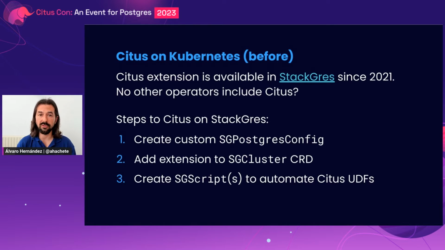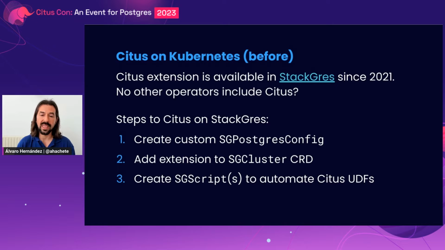As far as I know, there's no other Kubernetes operators that includes the Citus extension. Now, adding the Citus extension is not enough. You had to perform a few steps to run Citus on Kubernetes. The first one is that you need to create a custom Postgres configuration. In StackGres, it's done by a CRD, a custom resource definition, essentially the API on Kubernetes that you use, a custom YAML file, if you want to talk it that way, to create a custom Postgres configuration.